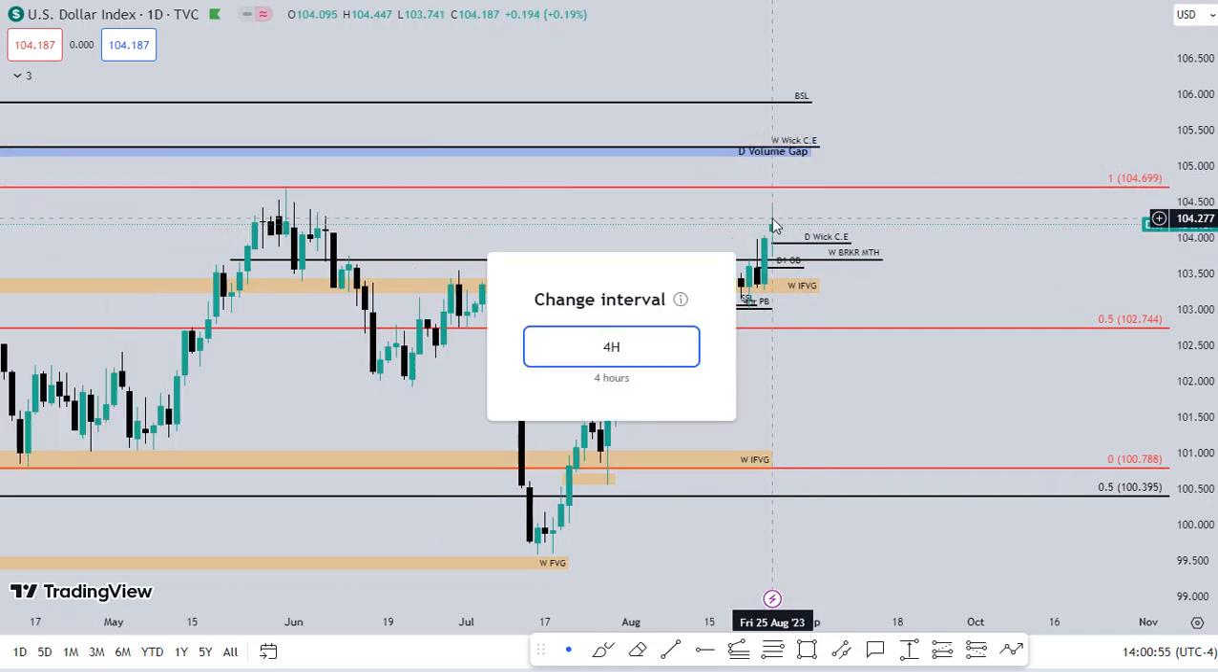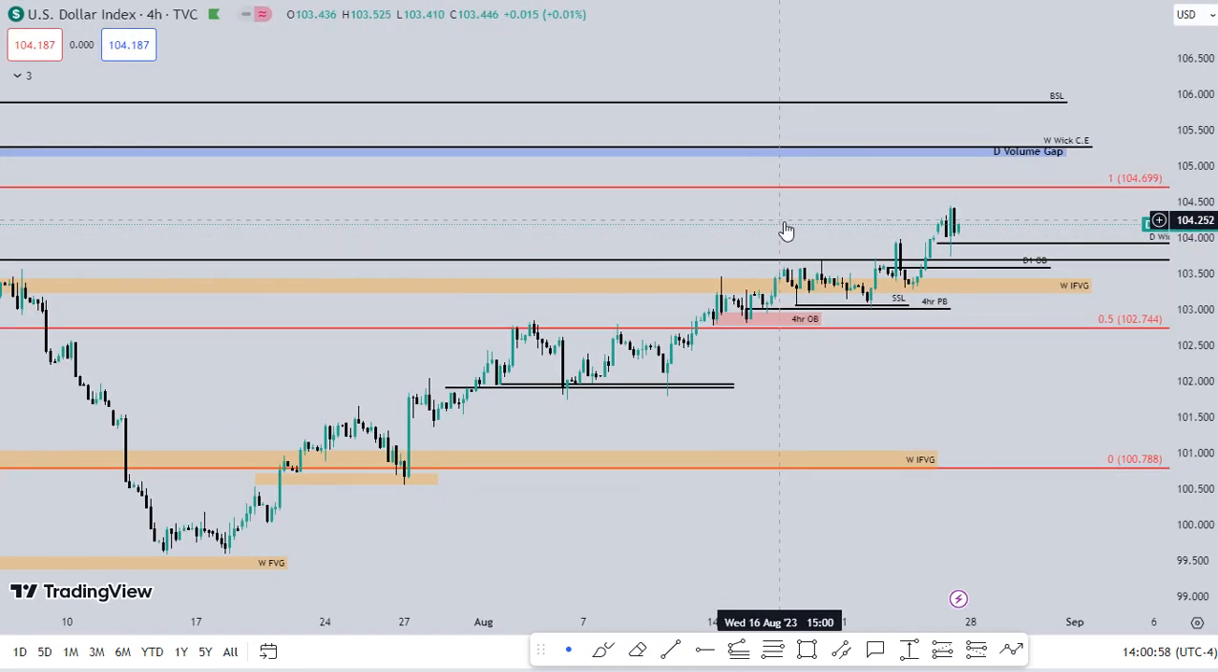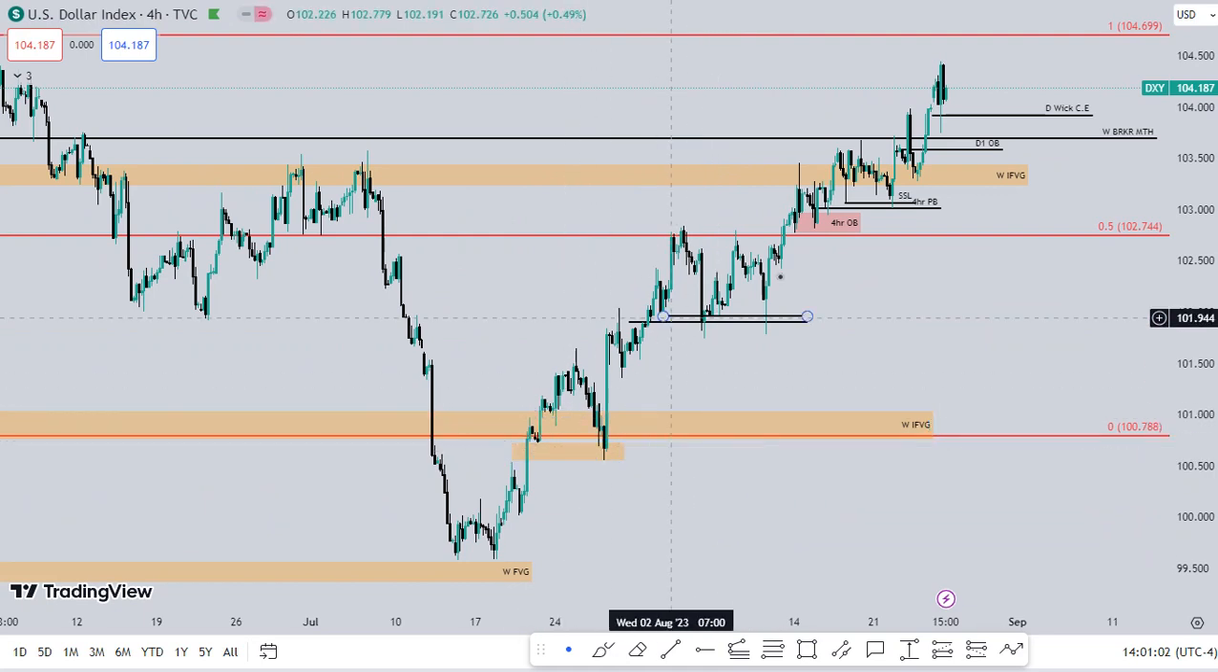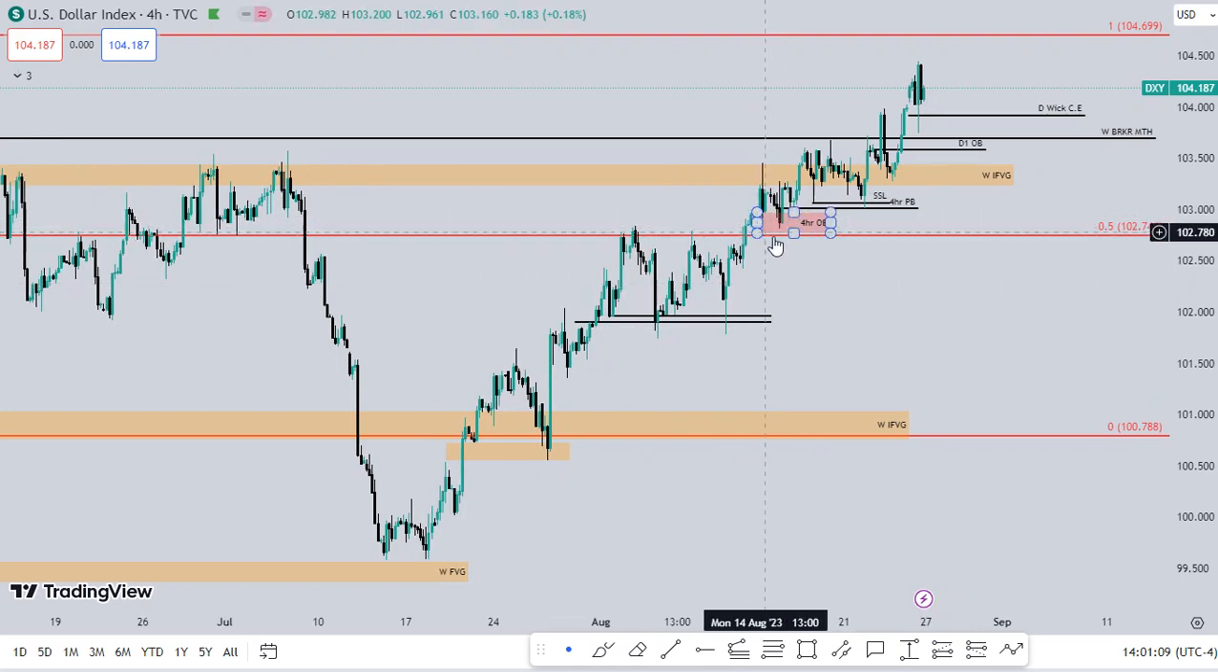If we go to the 4-hour time frame, in here you can see how well price has been going higher and respecting the levels. This was daily fair value gap, this was the 4-hour order block, price tagged into it and goes higher, so this becomes 4-hour propulsion block, and price tags into that level, takes liquidity from these two lows, and then displaces higher. Once again it retests this weekly inversion fair value gap and goes higher.